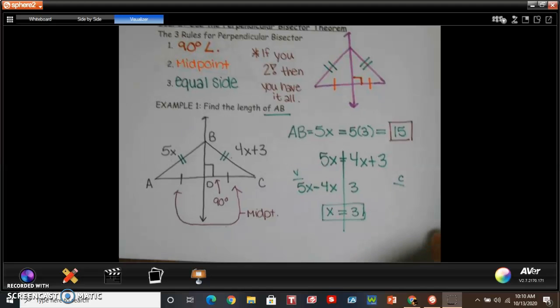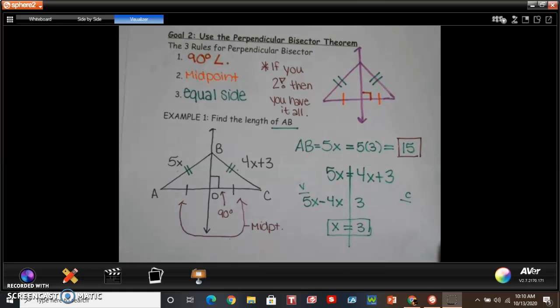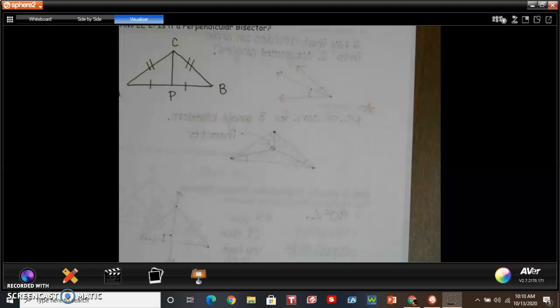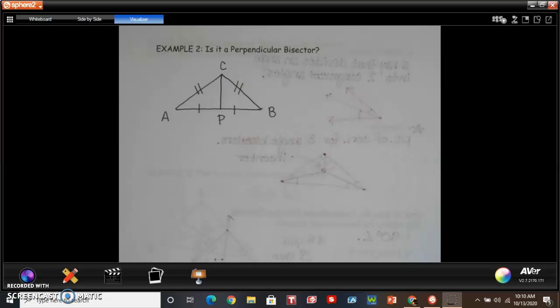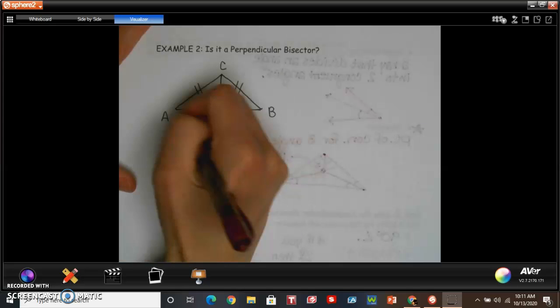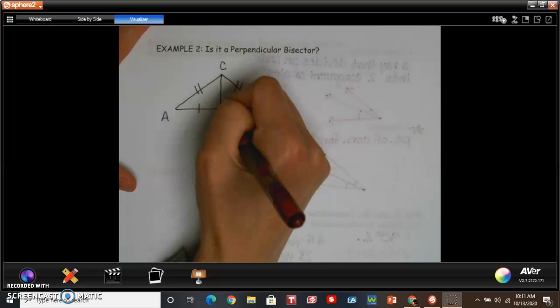All right, let's continue on with our perpendicular bisectors. Now remember the rule where I said if you have 2, you have all 3? So what we're looking for on these problems is to see if it is a perpendicular bisector. As long as you have 2 of our options, then you have a perpendicular bisector. So let's see what we have. Do we have a 90-degree angle? No, I do not see a box in there. Do we have a midpoint? Yes, we do. See this segment and how these are equal?